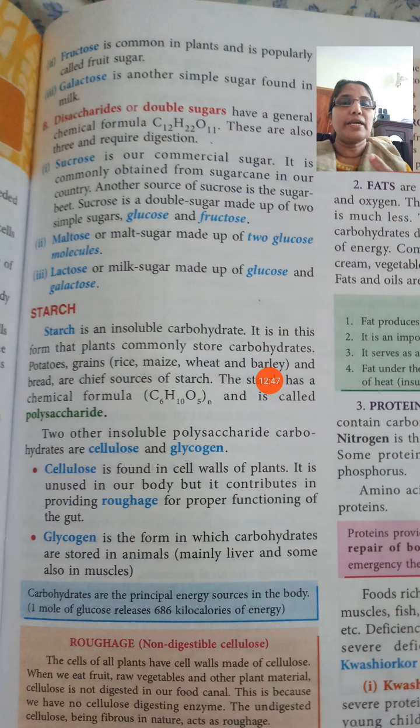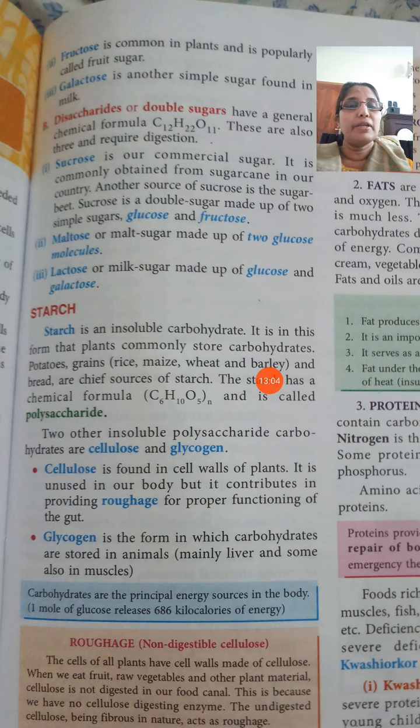Then without digestion, that fructose, that sugar inside the fruits can be absorbed by the body because they are simple sugars. They can be directly absorbed by the body. Galactose is the sugar that is usually found in the milk of a mother.